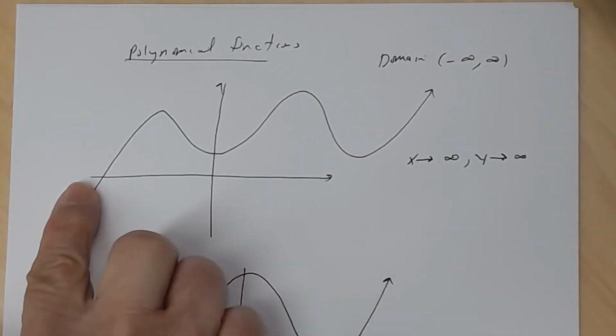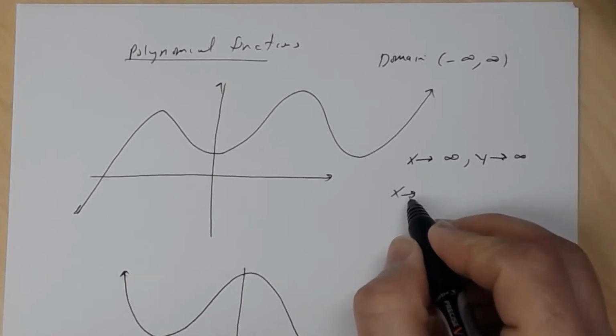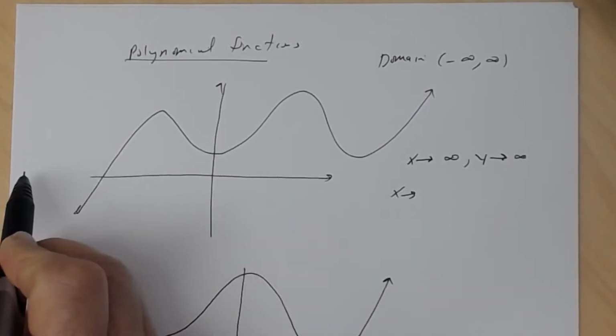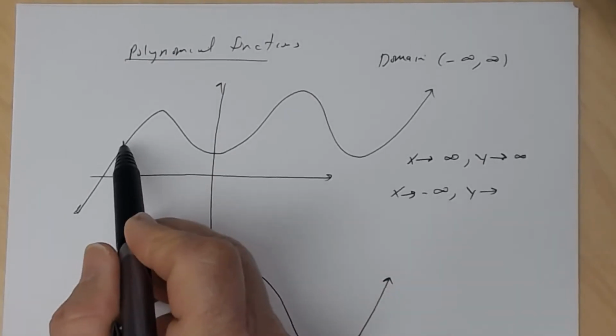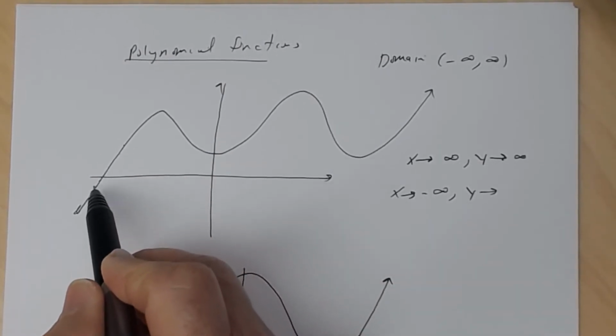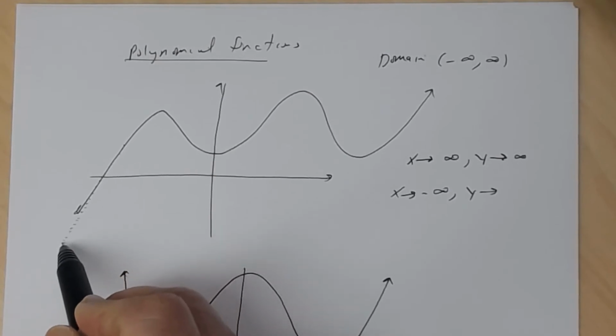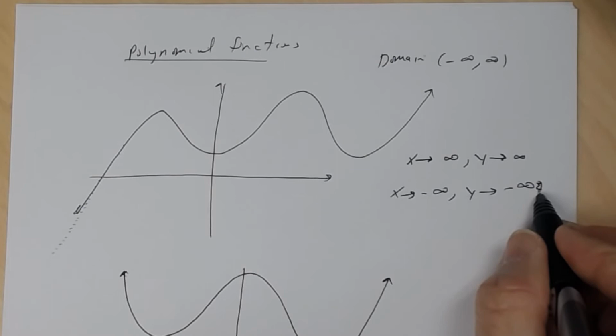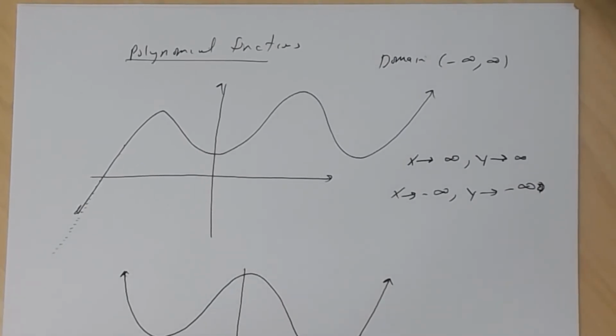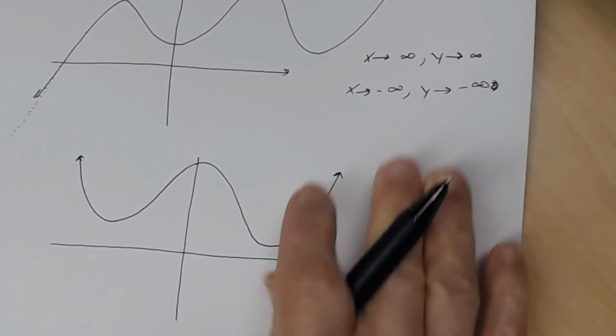All right, let's talk about this side now. So x goes to negative infinity. What are your y values going to? Well, your y values are decreasing. They're getting smaller and smaller and smaller. So they're getting closer to negative infinity. Okay, negative infinity. All right. It's not that difficult to understand.